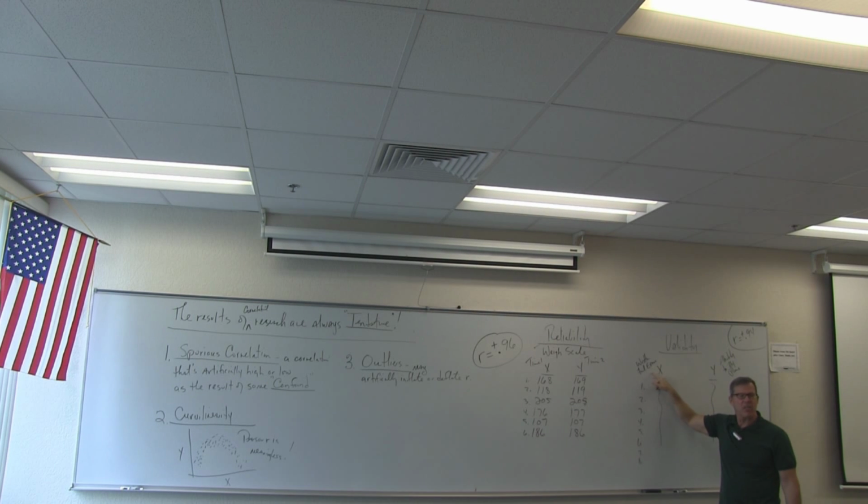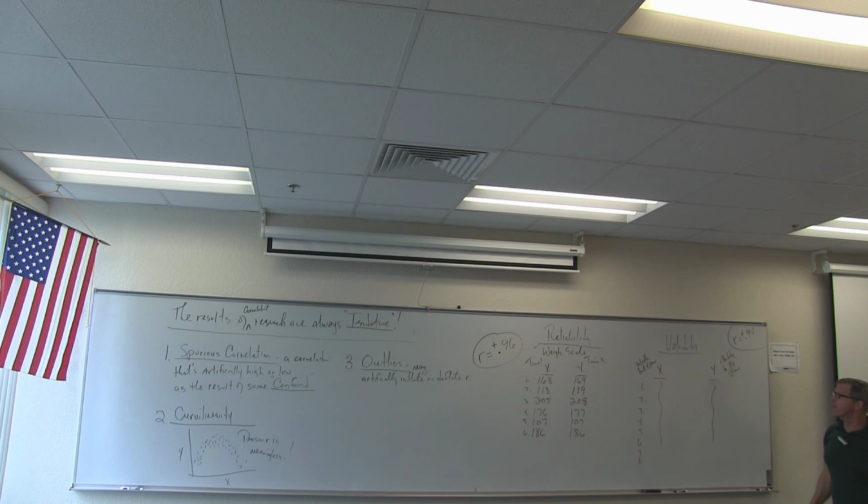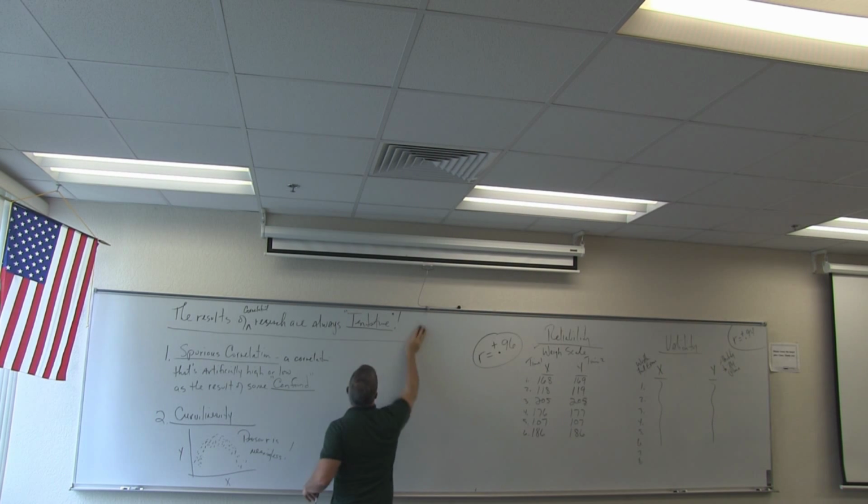Predictive validity. There's a number of different types of validity. This is called predictive validity. So the takeaway from this is simply that correlation is used extensively in studies to establish evidence for reliability and validity.